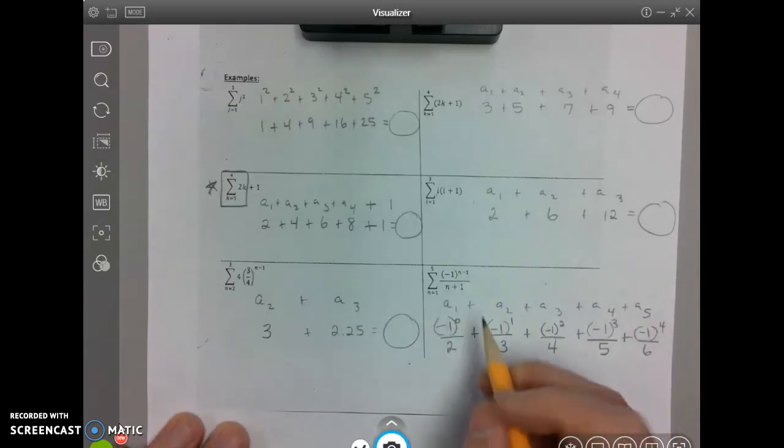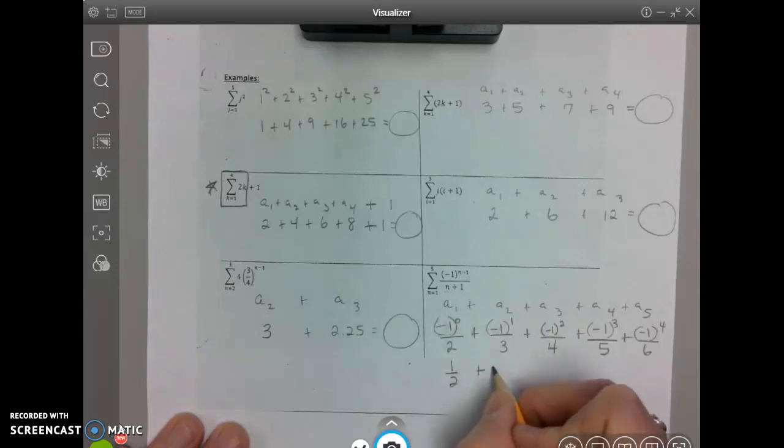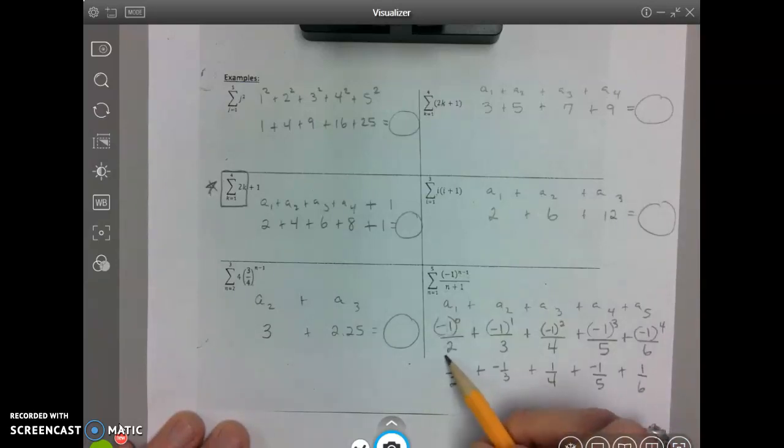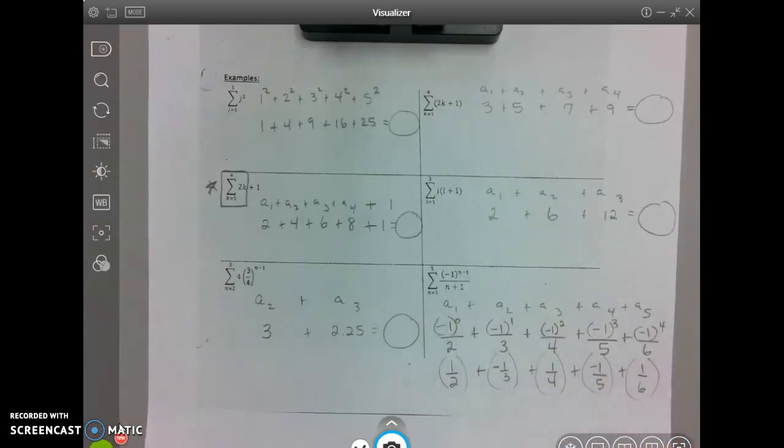So anything to the 0 power is 1, so we just get 1/2 plus negative 1/3. When you square a negative, you get positive 1/4. When you cube a negative, you get negative 1/5. To the 4th power, it's going to be positive 1/6. And so then I'm going to go and use my calculator, and I'm going to add these up.